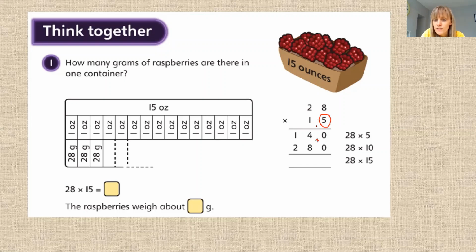Now, once we've finished multiplying by our ones, we move on to multiply by the tens. That's where we should think, oh, I need my placeholder, I've got to add my 0, which they've done here.